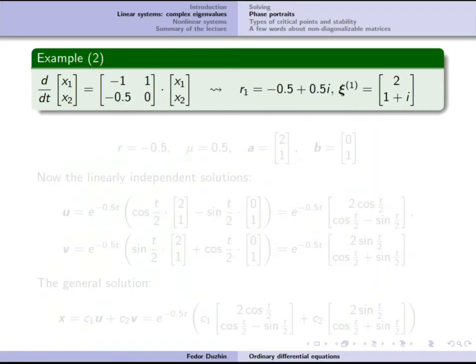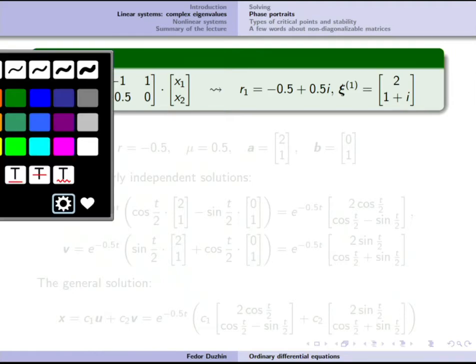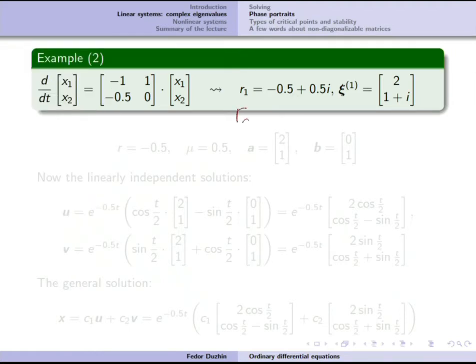All right. So here is my next example. Now if we compute the two eigenvalues, here is just one eigenvalue. Of course, R2 is going to be the same thing, but with minus I. So minus 0.5 minus 0.5 I. Then we can write down the real and the imaginary part of the eigenvalue and the real and the imaginary part of the eigenvector.